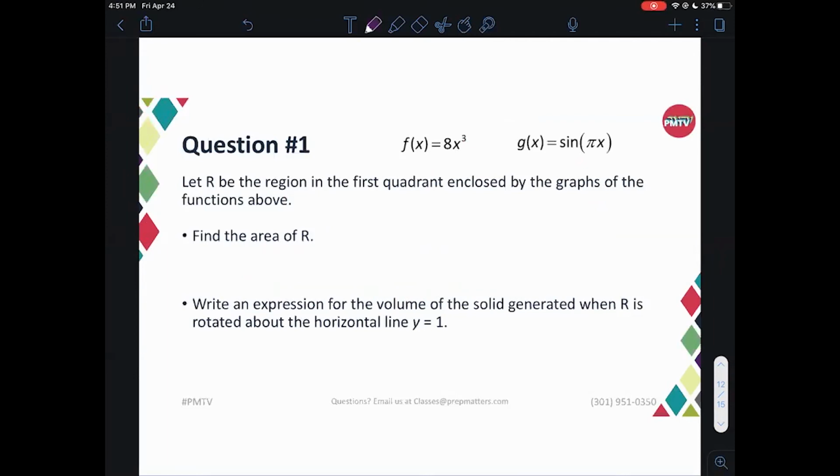So one problem, let R be the region in the first quadrant. So we're already given some bounds, enclosed by the graphs of the functions above. So we have f of x equals 8x cubed and g of x equals sine of pi x. Find the area of R, and then write an expression for the volume of the solid generated when R is rotated about the horizontal line, y equals 1.